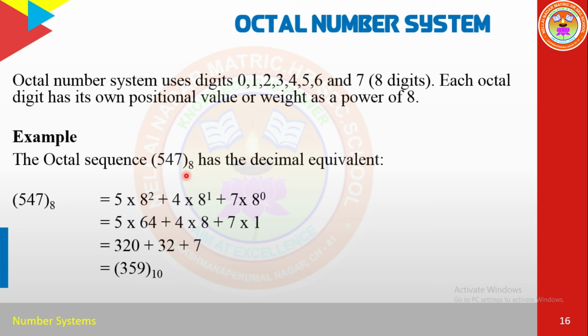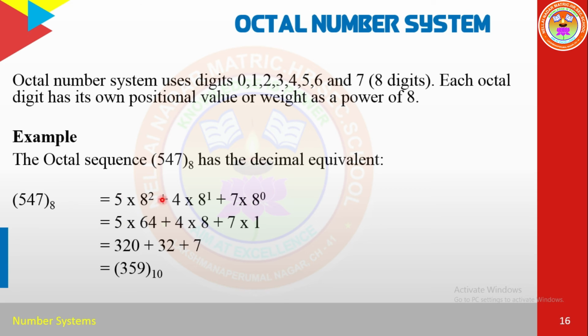And see the example here. The given number is 547. This is presented in the 0 to 7 combination, and the base value is 8, so this is an octal number. Now this octal number we are going to convert into a decimal number. How can you convert this octal number into decimal?